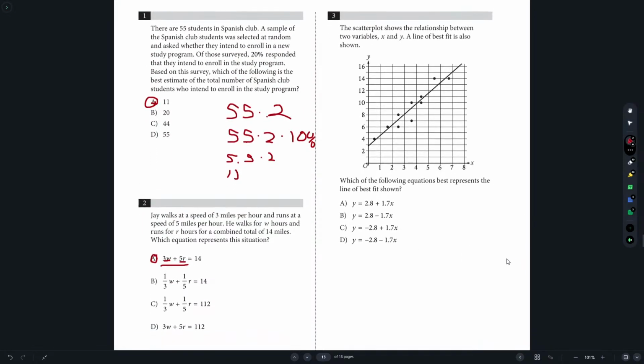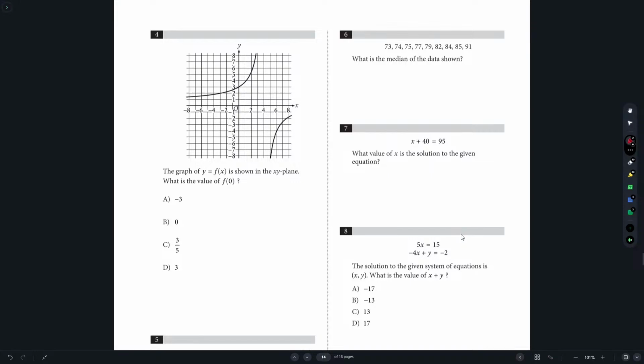The scatter plot shows the relationship between two variables, x and y. A line of best fit is also shown. Which of the following equations best represents the line of best fit shown? It looks like there's a y-intercept at around +3. So B and D are wrong. We also know this is positive, so C is wrong. A is the only correct answer. The graph of y is equal to f of x is shown in the xy plane. What is the value of f of 0? So when x is 0, it's also the y-axis. That looks to be +3.